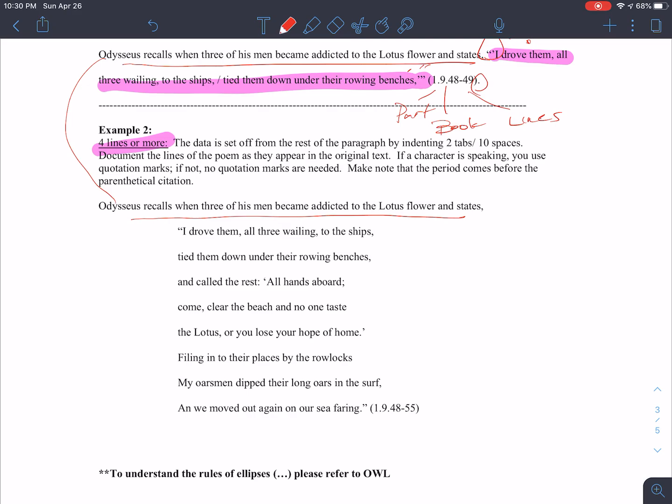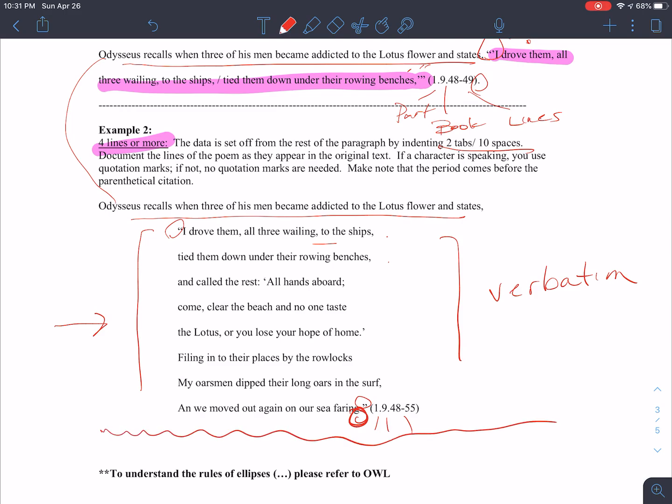Now, Odysseus is still speaking here, so we do have quotes. If it was just narration with no one actually speaking, no dialogue, then there would not be quotes normally, but because he is speaking, we're going to include them. You'll notice that I've typed up the data verbatim, both with the words and the structure. So where one line ends, I hit enter and go down to the next line. You'll notice that all of the data is indented, 2 tabs or 10 spaces. The period is on the inside of the closing quotation marks, and the citation, again, is the part, the book, and the lines. Your warrant would begin all the way back at the margin, once again, to show that it is a full paragraph.